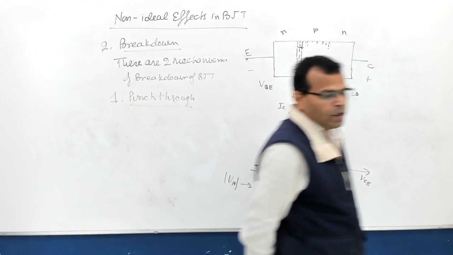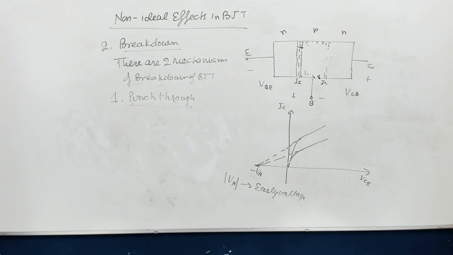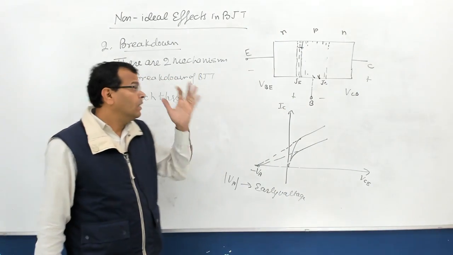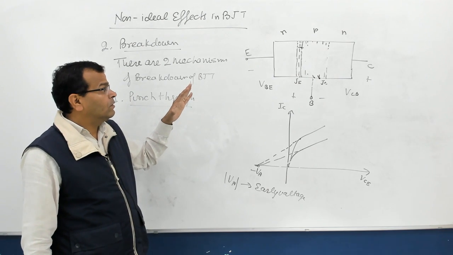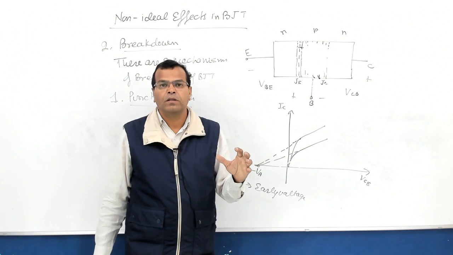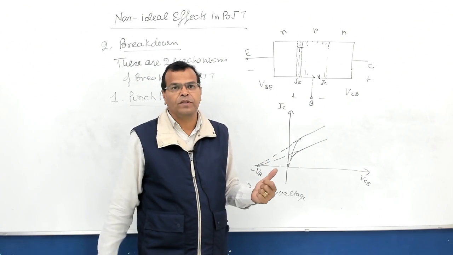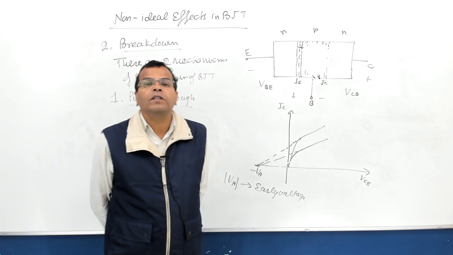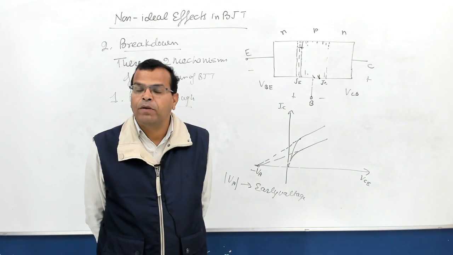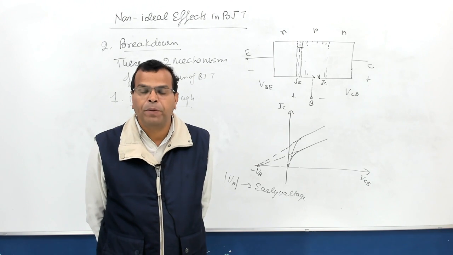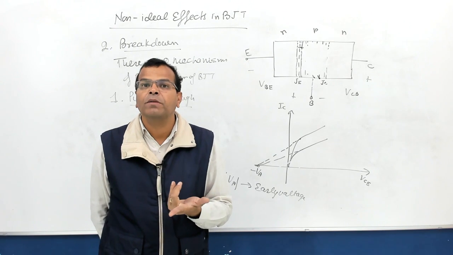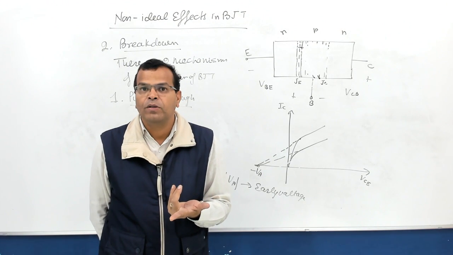So punch through is basically the state where the complete base region is occupied by the depletion region. When the base region is completely occupied by the depletion region, there is no recombination in the base region. Your base current becomes zero.